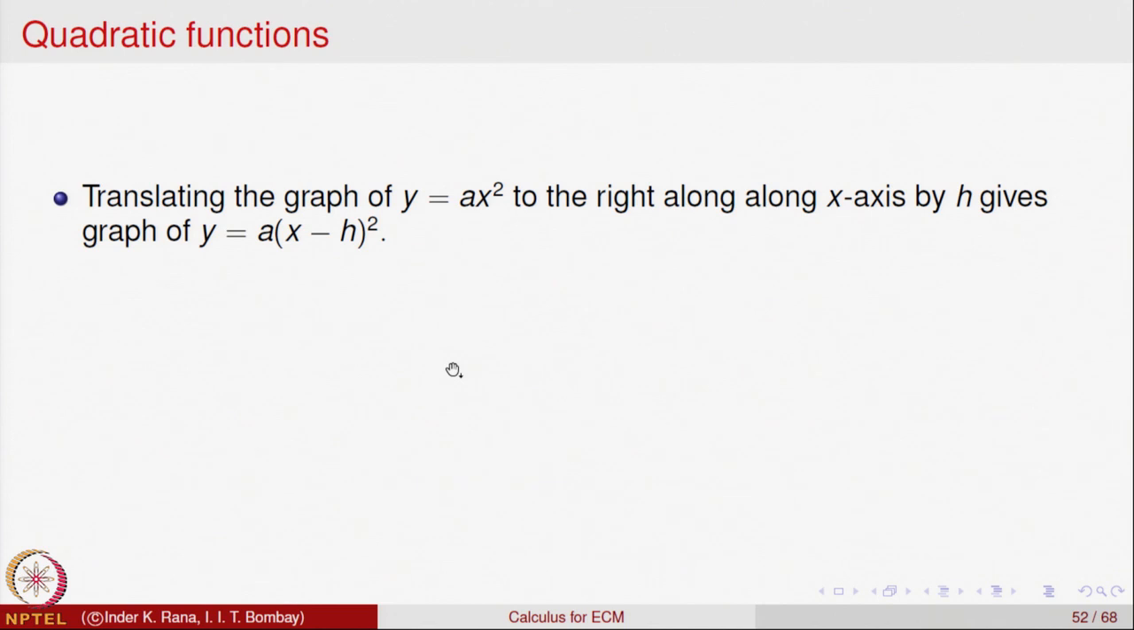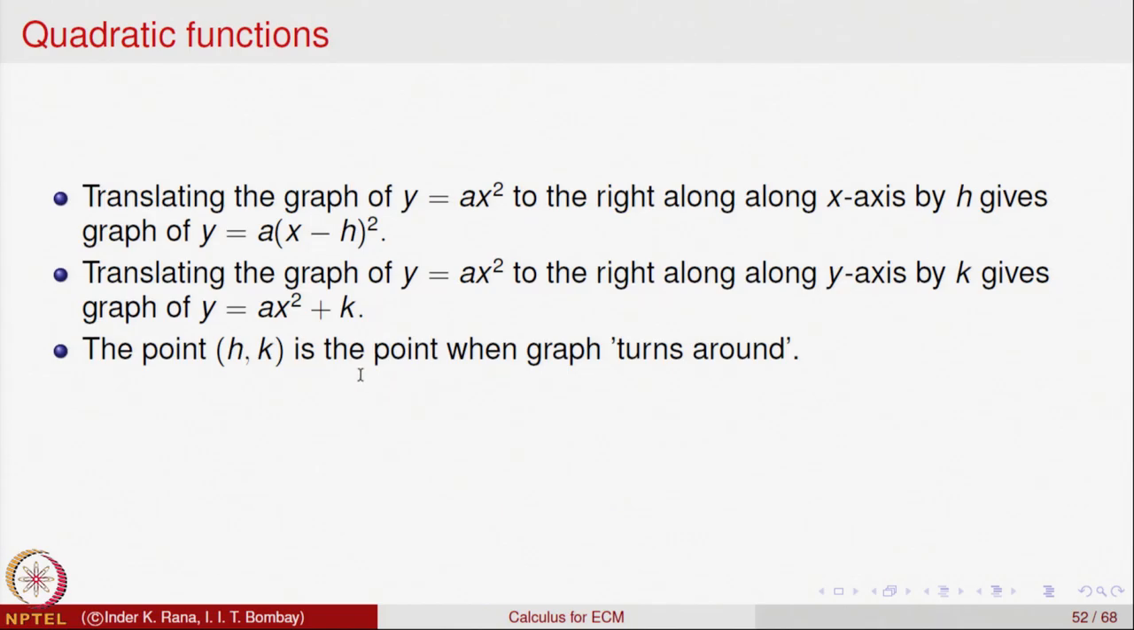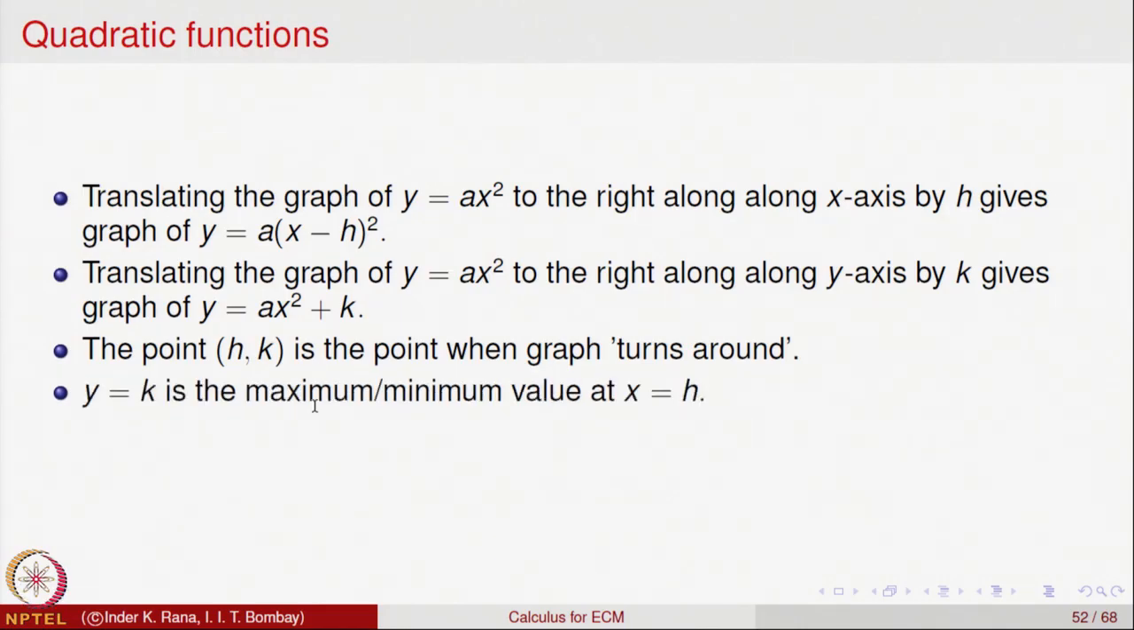So, intuitively, translating along x axis by h units and by k units along y axis, first along x axis h units, so that will transform into this, and k units along y axis will transform into that equation. So, that gives you essentially one says that the origin has been shifted, origin has been translated to the point h k. So, the curve will turn around, the graph will turn around at the point h k. Earlier it was turning at 0 0.